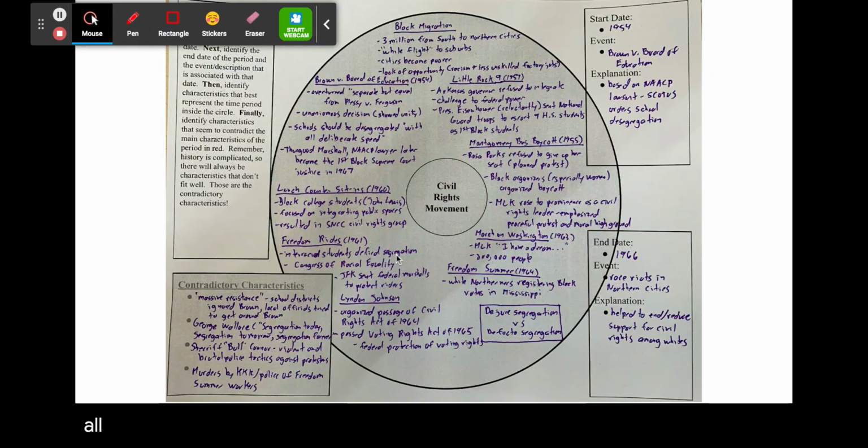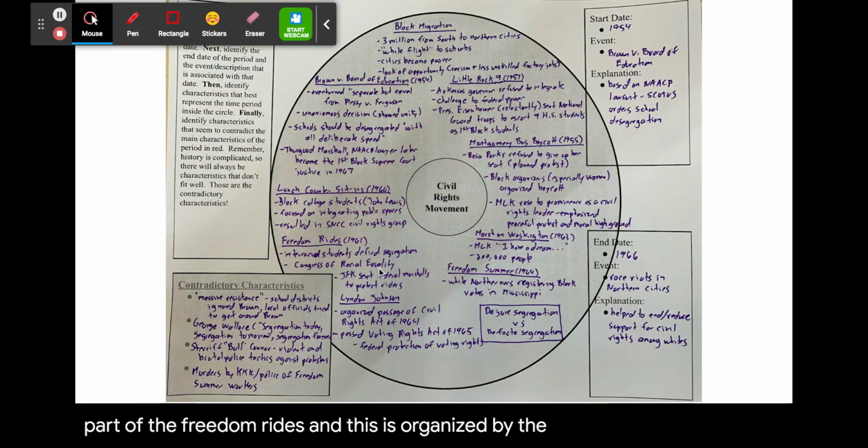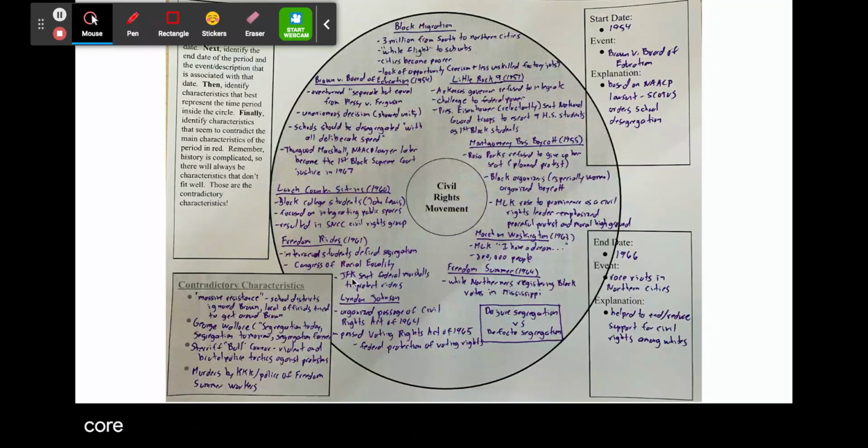And there were all kinds of violence. In fact, John Lewis was beaten up and others were beaten up as part of the Freedom Rides. And this was organized by the Congress of Racial Equality, or CORE. And the dangers, you actually had buses being blown up and that sort of thing. The president, John F. Kennedy, actually sent federal marshals to protect the riders. So Kennedy was showing a little bit of support for the civil rights movement here too.